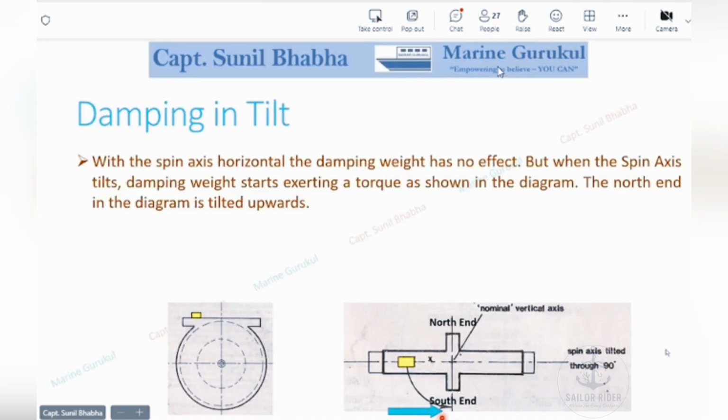Now, to understand the effect of this particular force, let me take you to diagram number 1. So we will see how this force acts on the south end of the spin axis and what it results in. The spin axis is tilted up and down only, but just to understand the effect of the force, we will now draw this force in the left hand side diagram, diagram number 1, and we will be very easily able to find out how this force affects our spin axis. Right now in the right hand side diagram, you see the north end is tilted upwards by 90 degrees and the south end is tilted downwards. And this damping weight is trying to apply a torque or a force on the south end of the spin axis as represented by this arrow. So let's show this in diagram number 1.